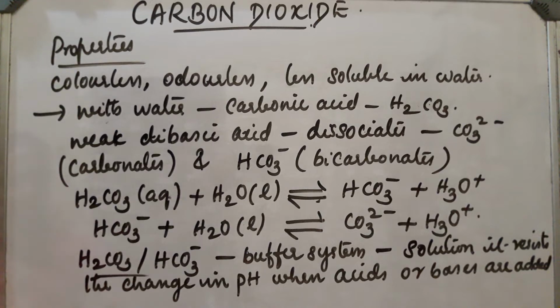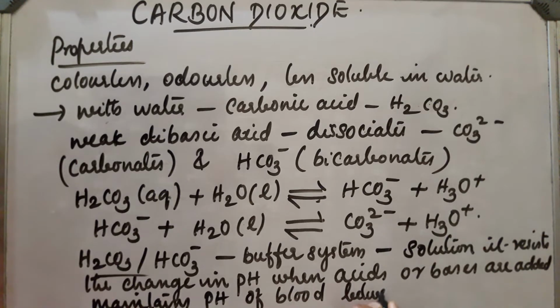The important point here is that it helps to maintain the pH of blood. This buffer system maintains the pH of blood between 7.26 and 7.42. This is the function of this buffer system in blood.